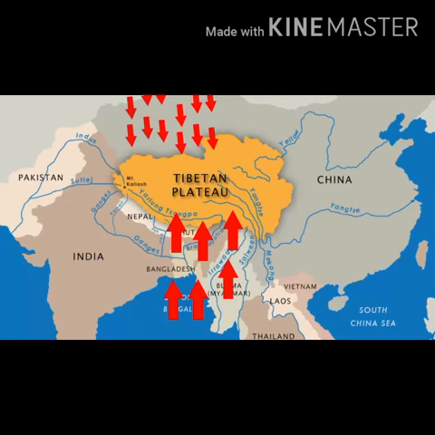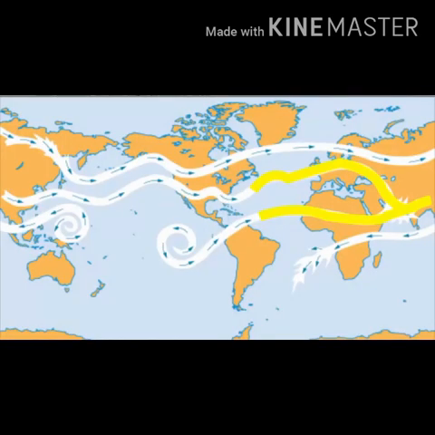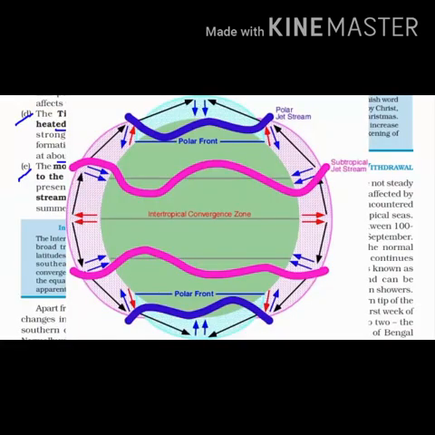And you must also understand that it is 9 kilometers above sea level, so there will be very less moisture. And the fifth mechanism is the movement of the westerly jet stream to the north of the Himalaya. So what do we mean by jet streams? They are fast flowing narrow air currents found in the upper atmosphere.